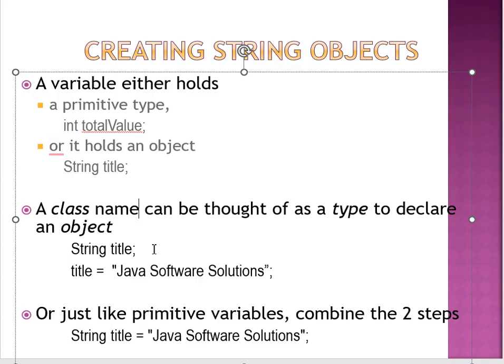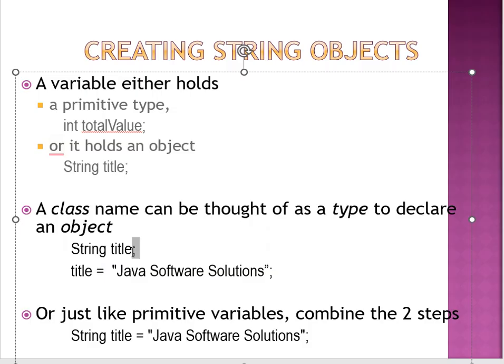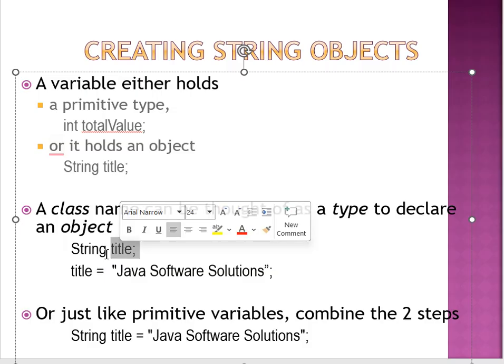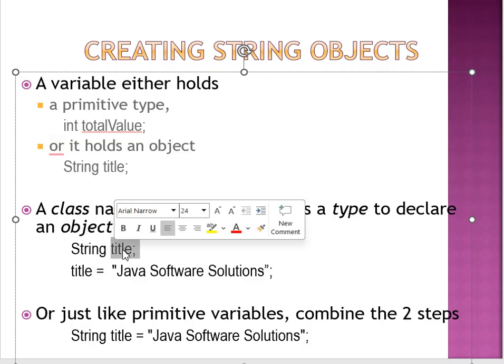A class name can be thought of as a type to declare an object. So this String type that has been mentioned here, preceding this variable which can hold an object, is therefore a class. String is actually a class, a class defining this object or this variable which can hold an object.